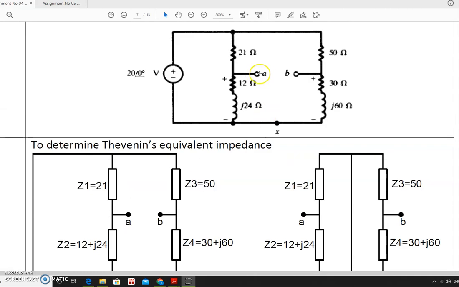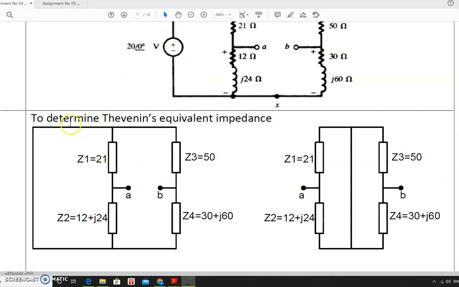To determine the Thevenin's equivalent impedance, first the voltage source should be replaced by its internal resistance. Internal resistance is not given, so the voltage source is replaced by a short circuited link. So I will transfer this short circuited link to the middle. Nothing else is to be changed.